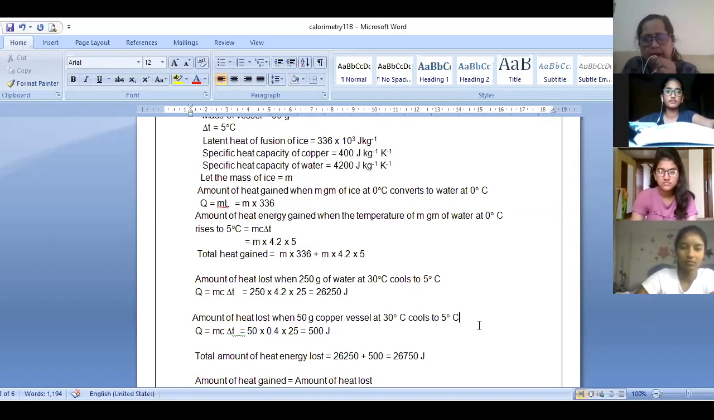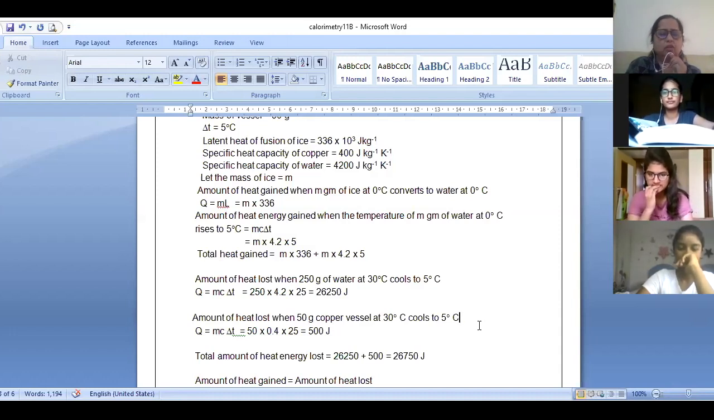First, we saw the heat gained by ice. You go from 0 degrees to 5 degrees Celsius. So we took latent heat plus 0 to 5. That we did. Then we saw the heat lost by water from 30 degrees to 5 degrees. So we took MC delta T. Again, we saw heat lost by the copper vessel from 30 degrees to 5 degrees. That is also MC delta T. But here, specific heat capacity of copper has to be taken. So I have taken 0.4. Can you see this? 0.4. Yes. Now total heat lost.